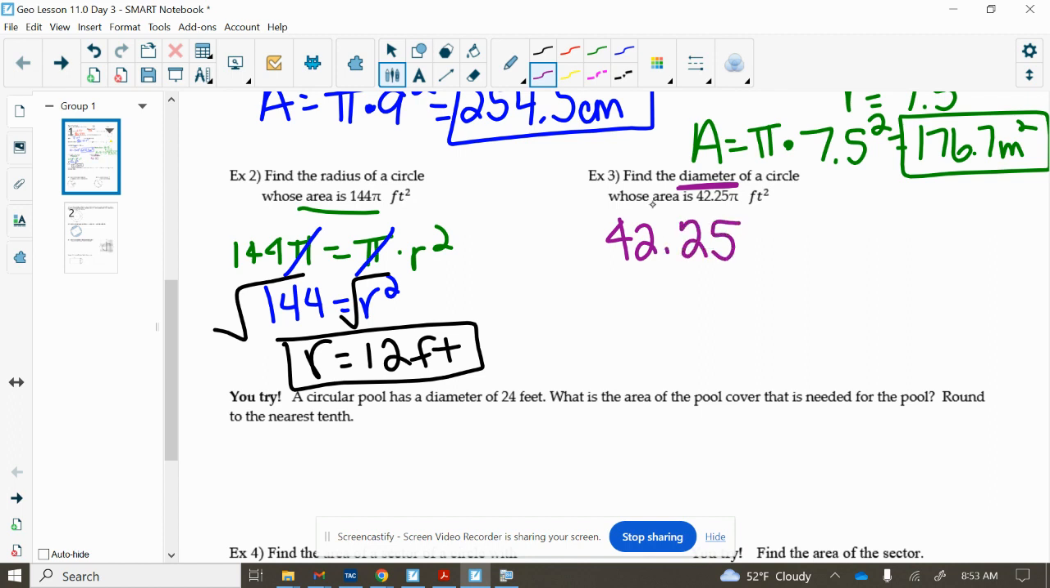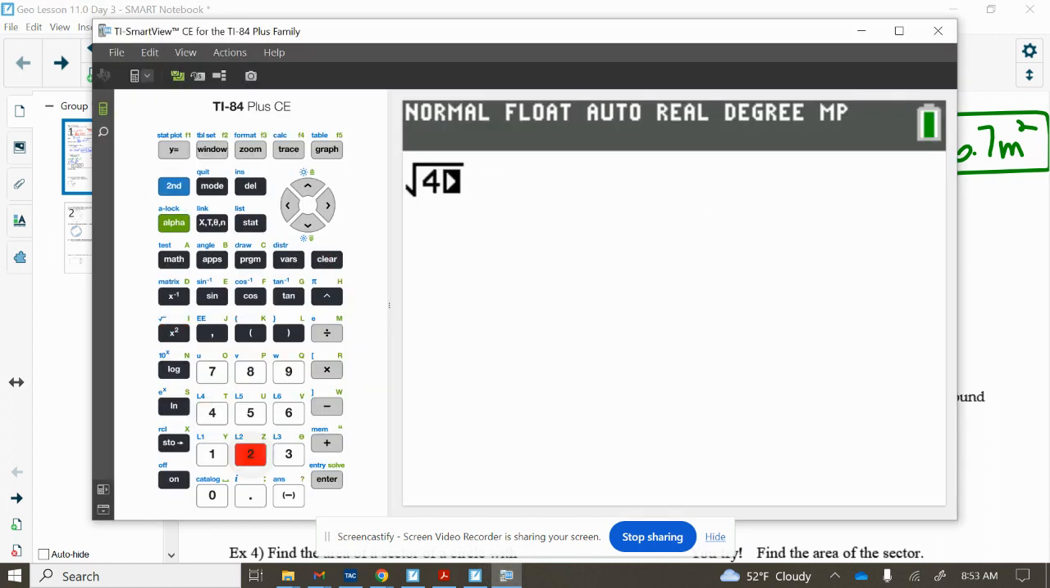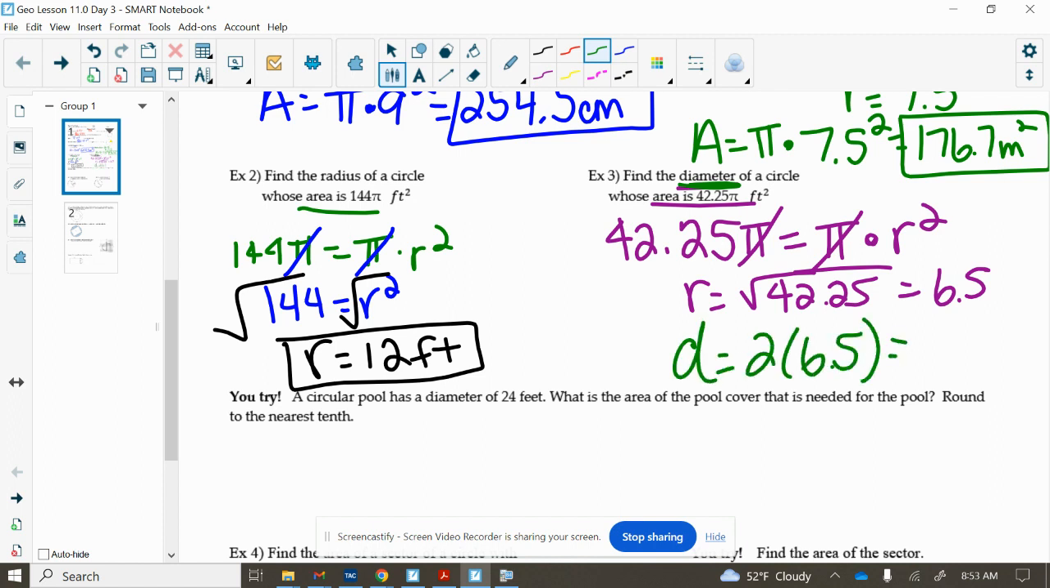Now, if they are asking us for the diameter, again, we are going to set up, they are giving us that the area is 42.25 pi. This time, again, that equals pi times our radius squared. So again, our pi's will cancel. And this time when we square root 42.25, we get the radius to be 6.5, right, after we square root. Now, reread the question, however, they are asking us for that diameter, so we need to double that to get our final answer of 13 feet on that one.